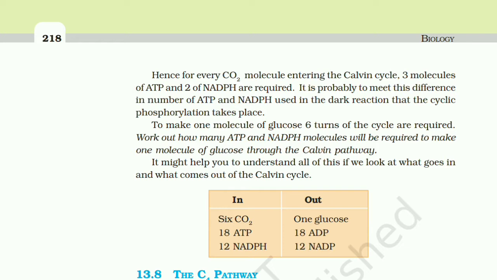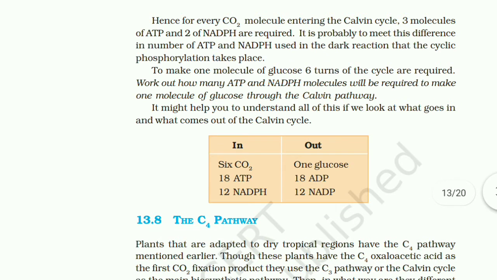It is probably to meet this difference in the number of ATP and NADPH used in the dark reaction that cyclic phosphorylation takes place. To make 1 molecule of glucose, 6 turns of the cycle are required. Work out how many ATP and NADPH will be required to make 1 molecule of glucose through the Calvin pathway. This might help you understand what goes in and what comes out of the Calvin cycle. 6 CO2 makes 1 glucose, 18 ATP gives 18 ADP, and 12 NADPH gives 12 NADP.